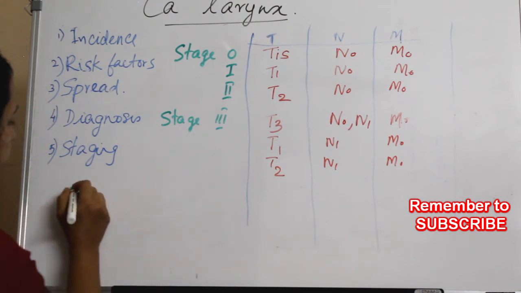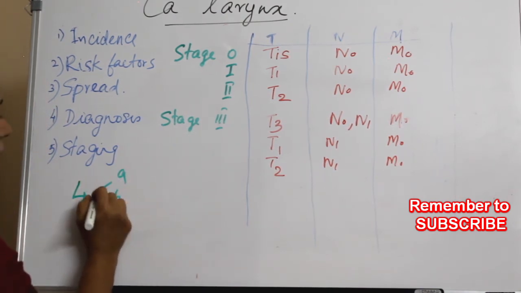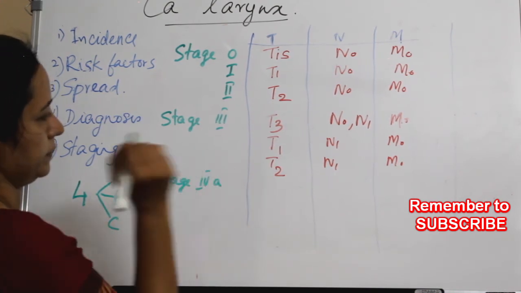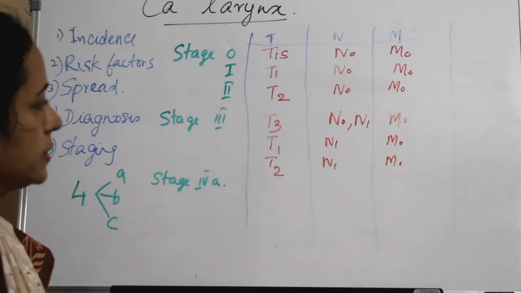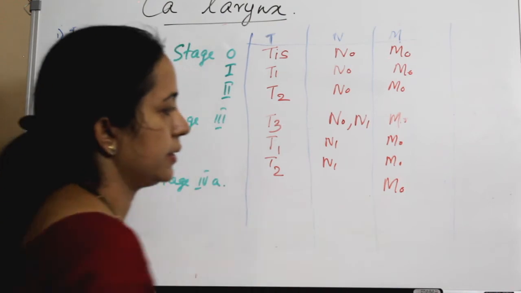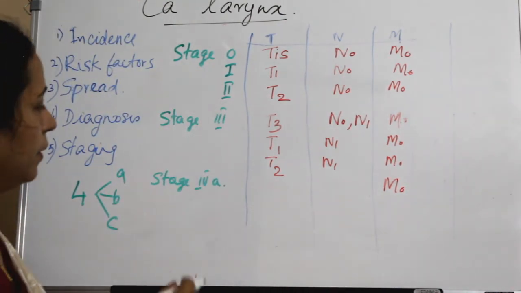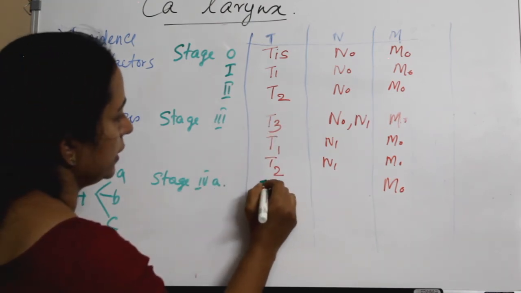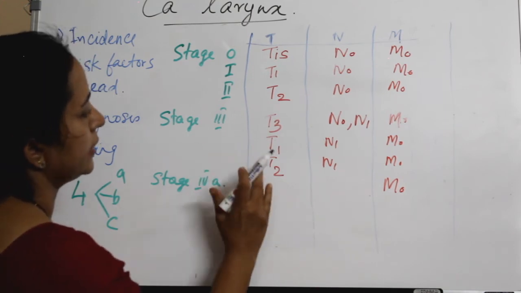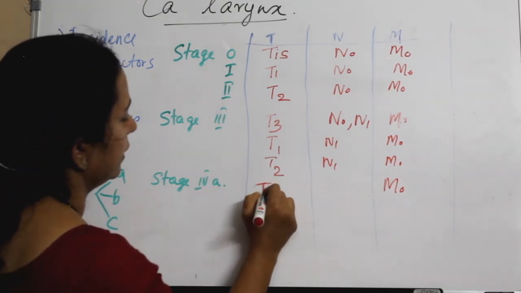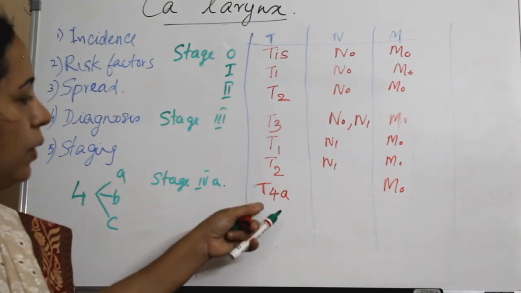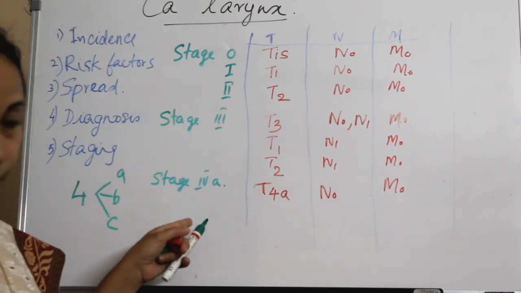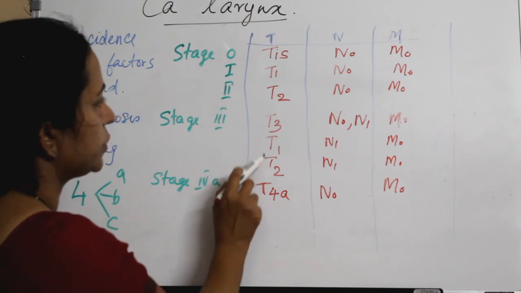And what about stage 4? Stage 4 is again divided into 4A, 4B and 4C. So stage 4A: M status is always 0, no distant metastasis in stage 4A also. But the T status, we have written all except T4A. So the T is T4A, and along with T4A the N should be N0. That is stage 4A.